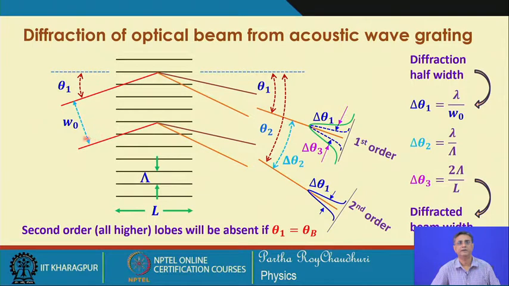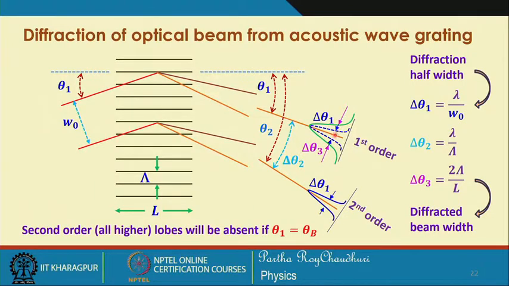So, if you look at this general form of the optical beam diffraction, you have this width W 0 and which gets diffracted. You have one order here, you have second order here, but in this case it is only the first order, but this is a very general form to understand this deflection. Now, you can see that delta theta 1, which is equal to lambda by W 0, is the half width of this diffracted beam, and delta theta 3 is anyway not useful in this case, because we are not considering the second order diffraction. So, this does not come into the picture, but this delta theta 3, that is twice lambda by L, comes because this is the overall beam size of the diffracted wave.